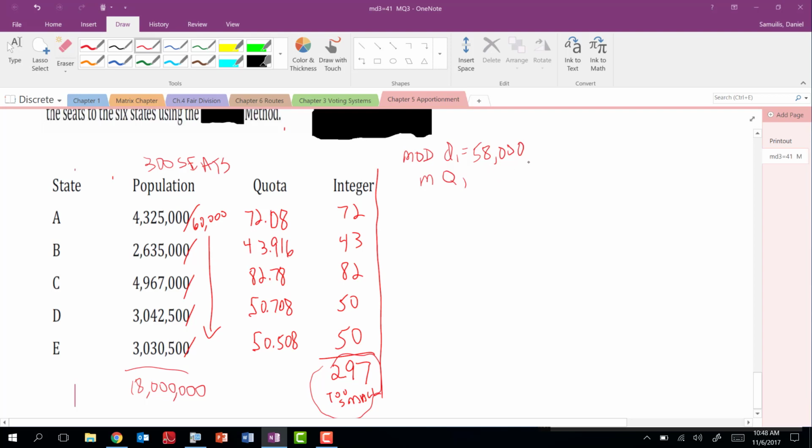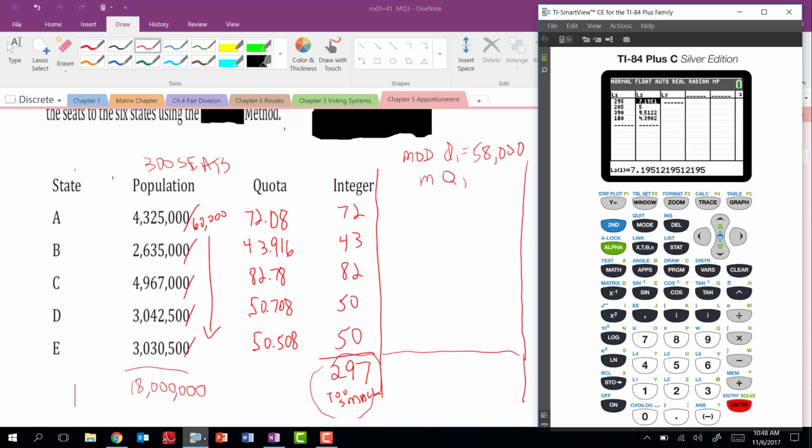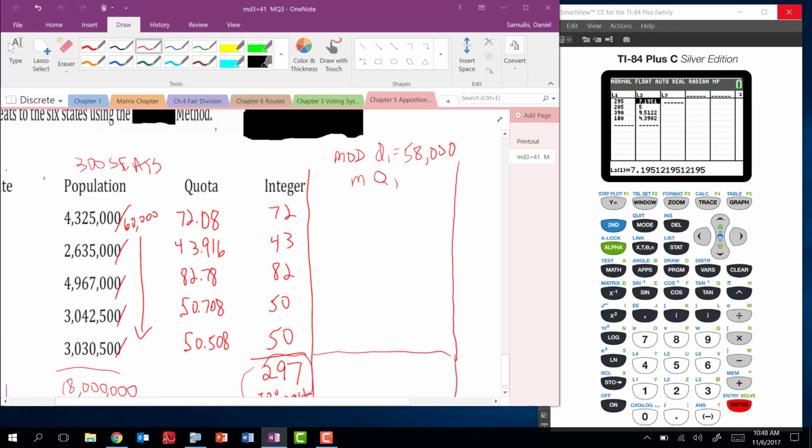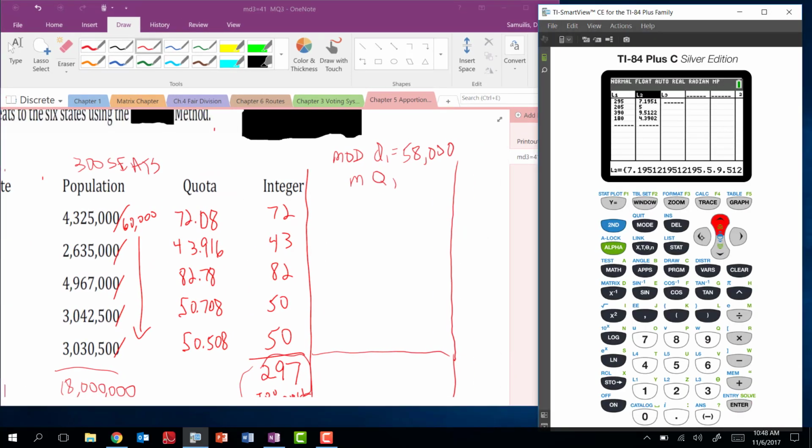Did I type these in my calculator though? Oh no, I didn't. Okay, so offline, we're going to type these in my L1 list. There's the states. My calculator forces the E numbers, the scientific notation. I double-checked I didn't make any mistakes. Now I'm going to divide that whole list, divide L1 by 58,000.